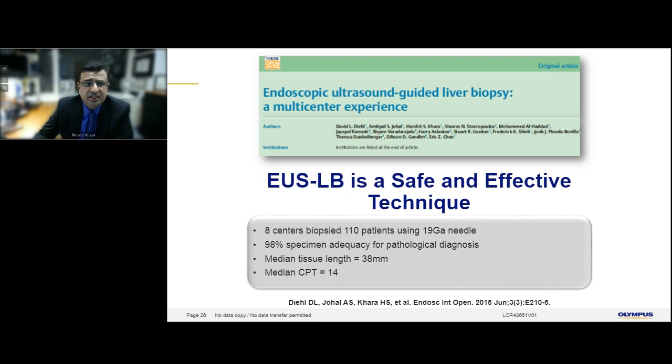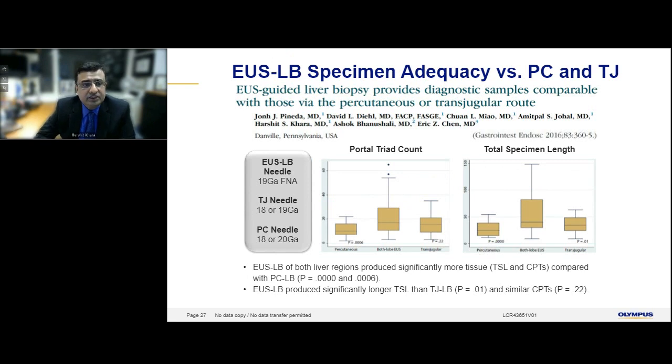So this was a feasibility study that showed, yes, we can do EUS-LB. There were no complications with this, and we have enough adequate specimen length. And then we worked with our interventional radiology colleagues and compared, well, how does this compare to the other modalities that are established? So again, we looked at EUS-LB specimen adequacy compared to our percutaneous and transjugular specimens.